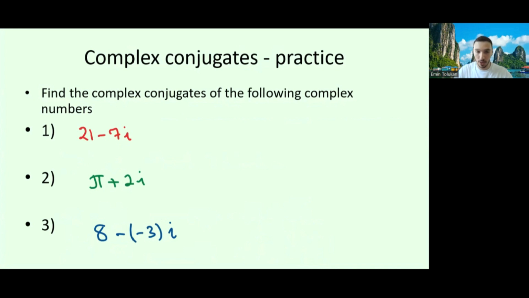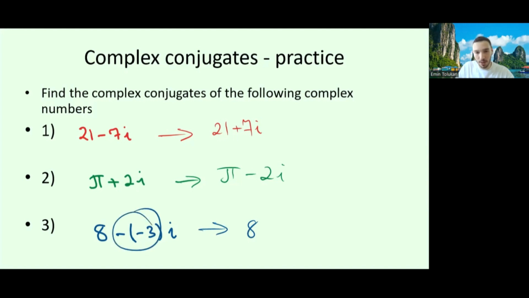So I hope you were able to do that by pausing the video. Now this is 21 plus 7i. Very simple. The next one is pi minus 2i. Because pi is a real number, we don't change its sign. And last but not least, you have 8. So this is plus 3i, right? We can rewrite this as 8 plus 3i, and its complex conjugate is 8 minus 3i. I hope that's understandable.